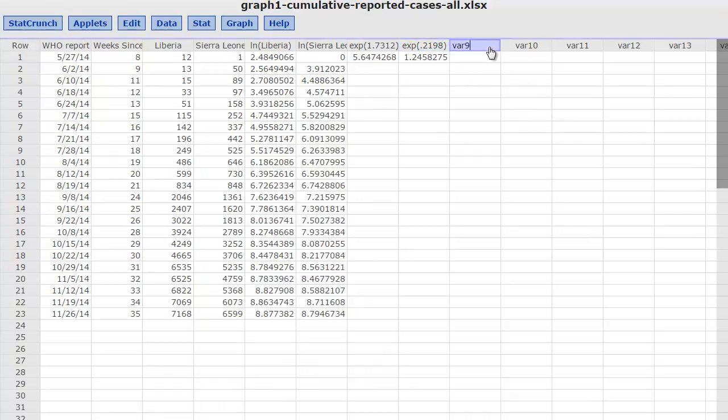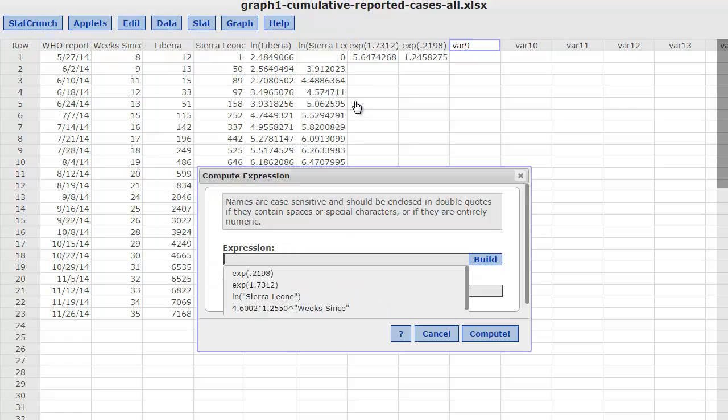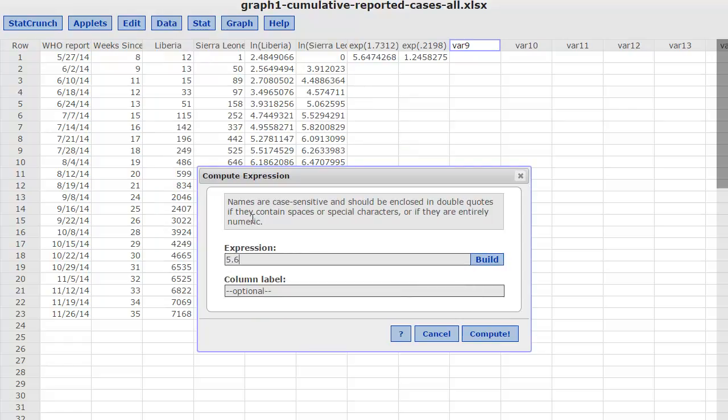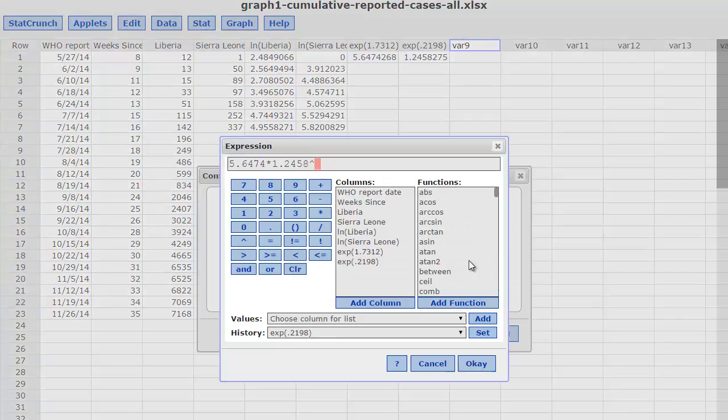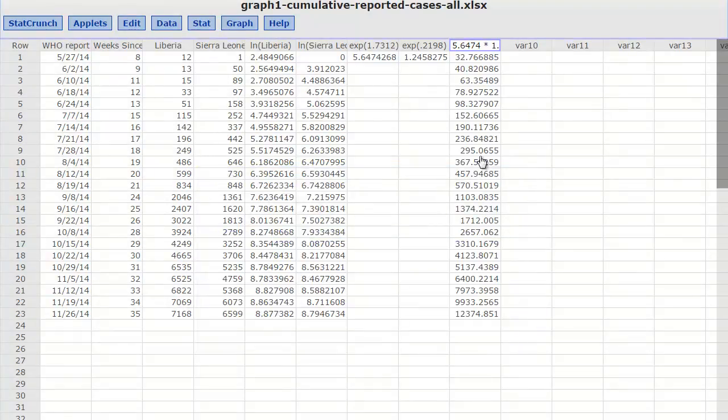And so now, of course, I can go ahead and compute the expression of 5.6474 times 1.2458. So this growth is a little bit slower, raised to the, and now what I'd like to do is raise it to the week since and compute, and there it is, my data.